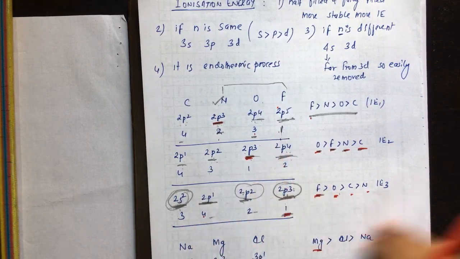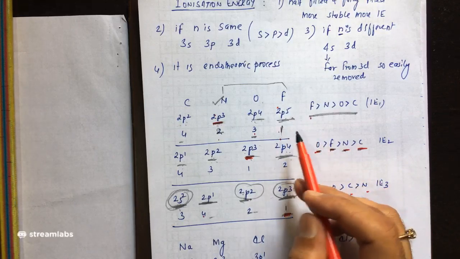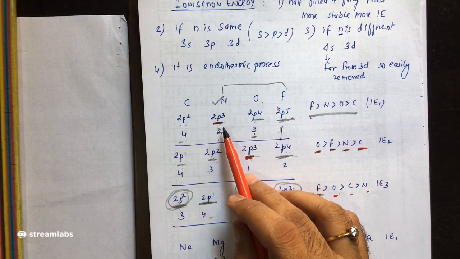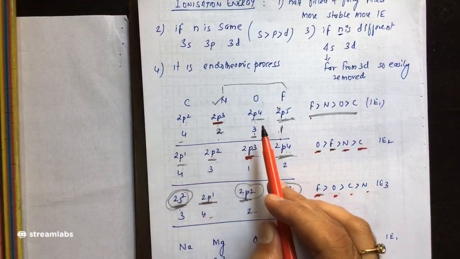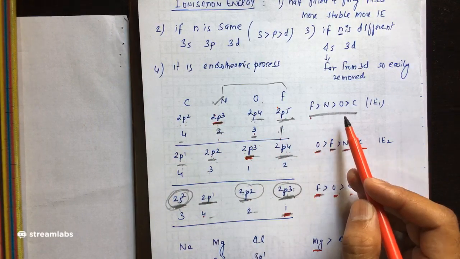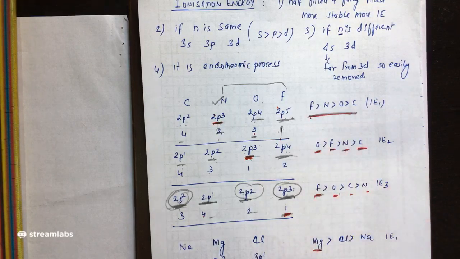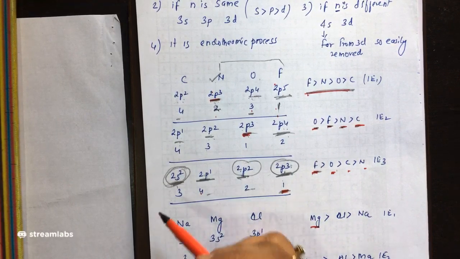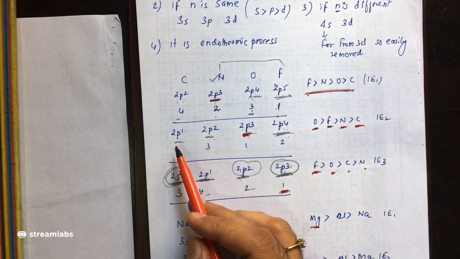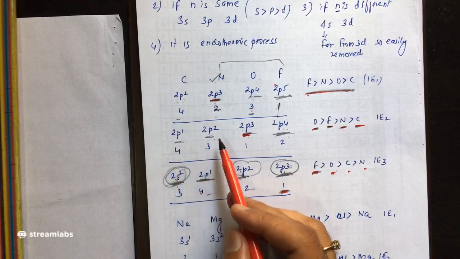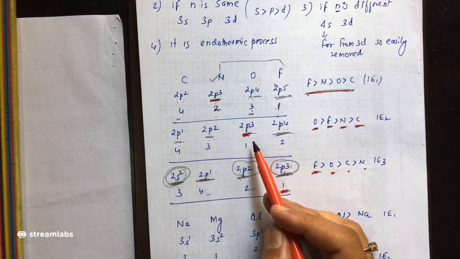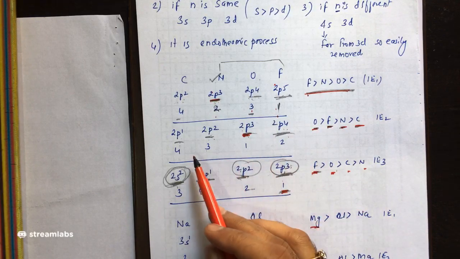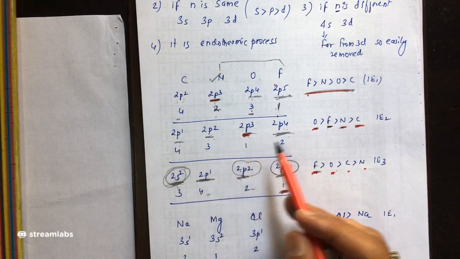So who will come first as the domination? Fluorine. Second will be nitrogen. Third, if you compare carbon and oxygen, oxygen's size is smaller. So it will be fluorine, nitrogen, oxygen and carbon. That is IE1. If the electrons are removed, carbon 2p2 becomes 2p1, nitrogen 2p2, oxygen 2p3, fluorine 2p4.